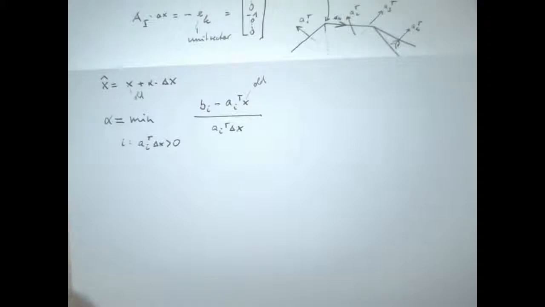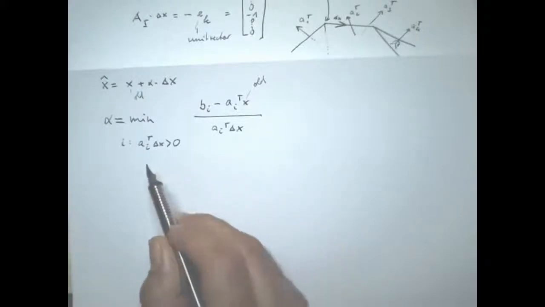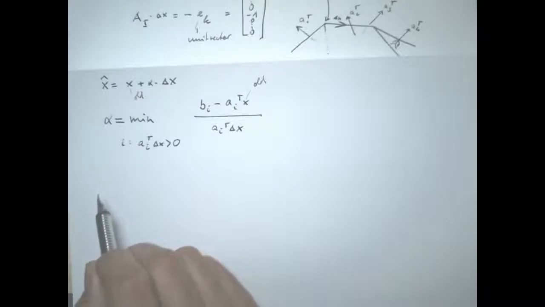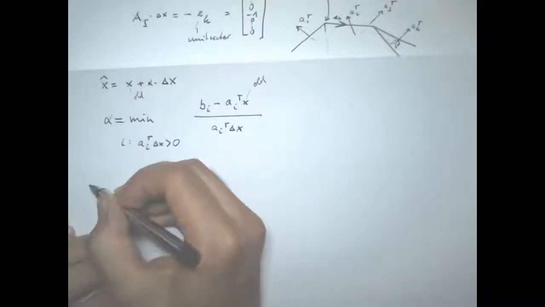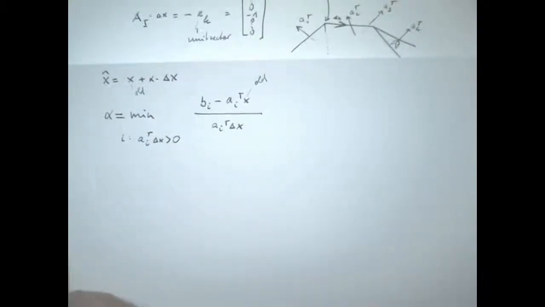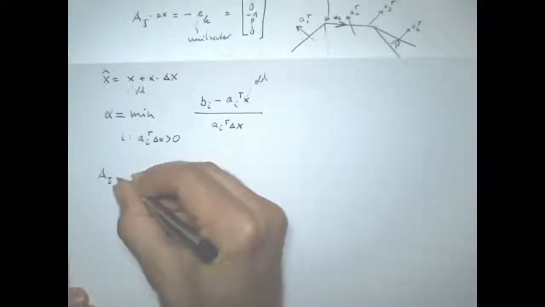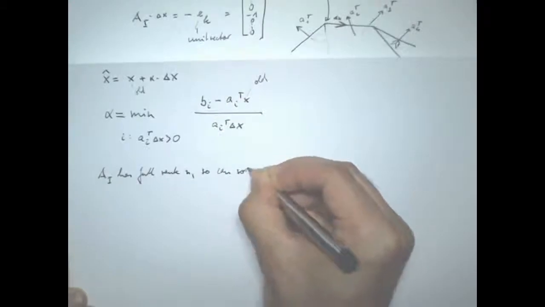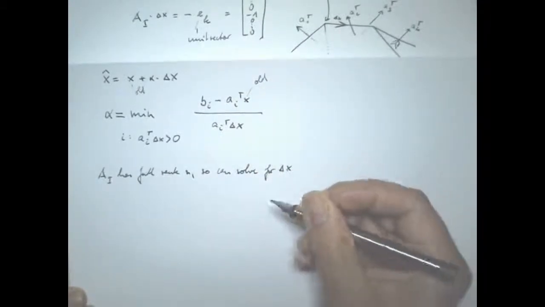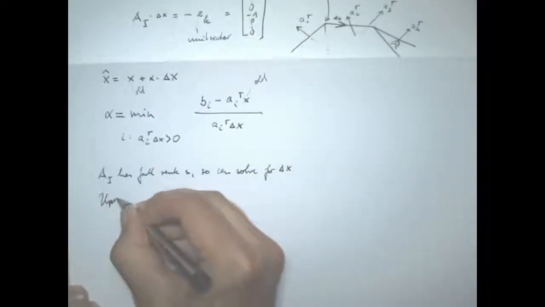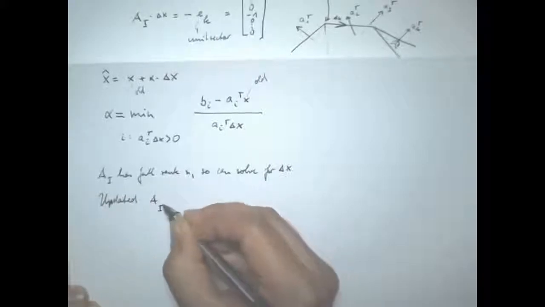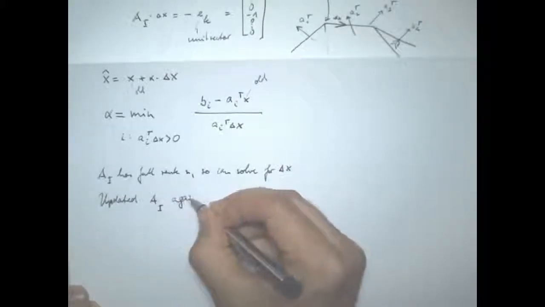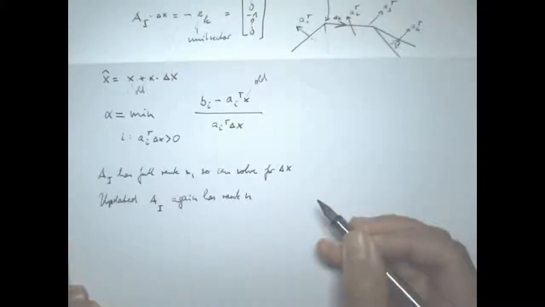As a comment, we started with something that had full rank, and our new active set should also have full rank, and we can verify this property. So I said that A_I has full rank. So we were able to solve for delta x. And the updated A_I again has rank n for the following reason.